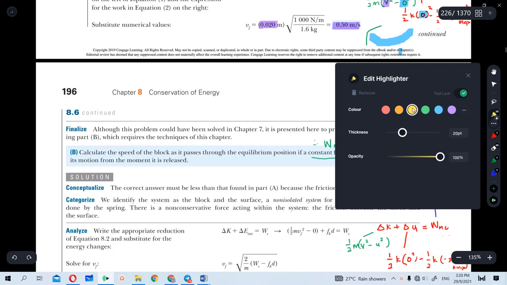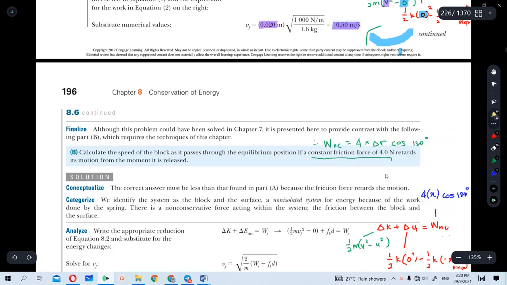Alright, let's now look at the situation. What if the system has friction? And therefore, the question is, calculate again the speed at the same position, which is the final position at equilibrium, provided that now we have one value of friction which is a constant value. And therefore, this is the work non-conservative. Retard means to hinder or slow down, alright? From the moment it is released, it slows down.